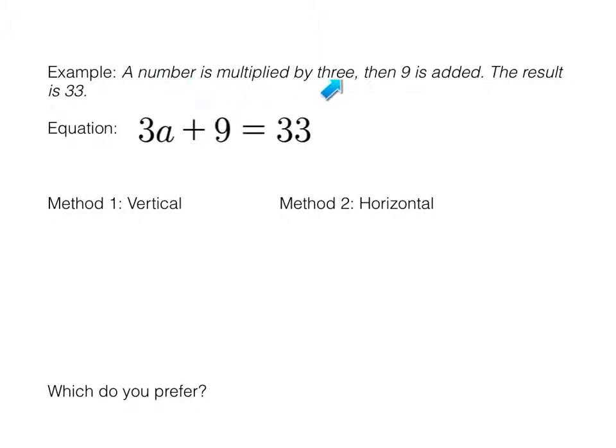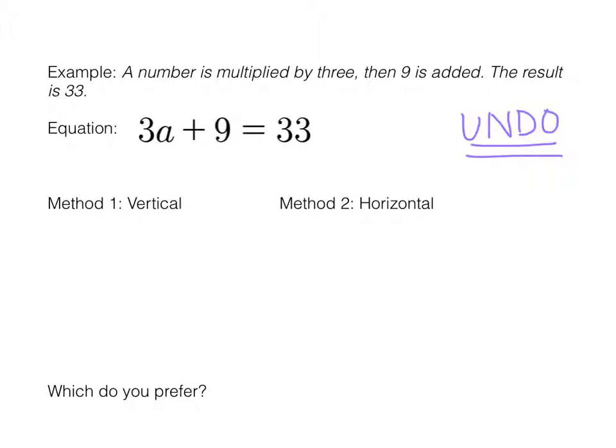Anyway, a number is multiplied by 3, then 9 is added. The result is 33, and that's what we have here. Now, I want you to think about A's journey. First, he was multiplied by 3, then 9 was added to the result. Now, what we have to do is undo that. We're going to undo that in reverse.